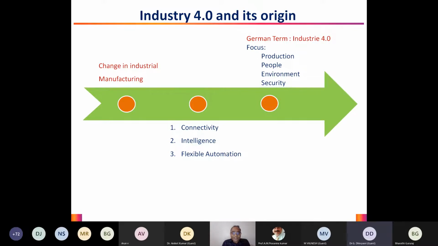Right. So that way, it's basically an industrial paradigm shift as far as the manufacturing industry is concerned, where we try to make them smart in a way that, so the manufacturing industry is basically driven by three predominant forces, that is connectivity, intelligence, and flexible automation. So these things will help us to refine the process of manufacturing and make it much more useful to everyone.